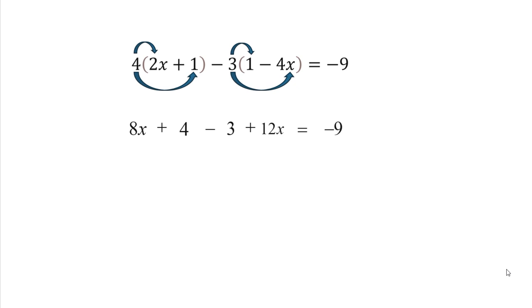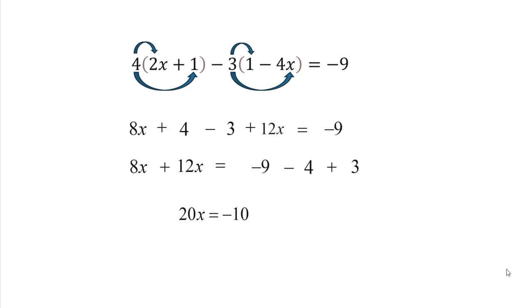We'll collect on the left-hand side our 8x plus 12x. And on the right-hand side, we'll bring our positive 4 and our negative 3 over to the right. The positive 4 becomes a negative 4 on the other side, and our negative 3 becomes a positive 3 on the other side. 8x plus 12x gives us 20x on the left. Negative 9 minus 4 plus 3 gives us negative 10 on the right-hand side. So we have 20x equals negative 10.